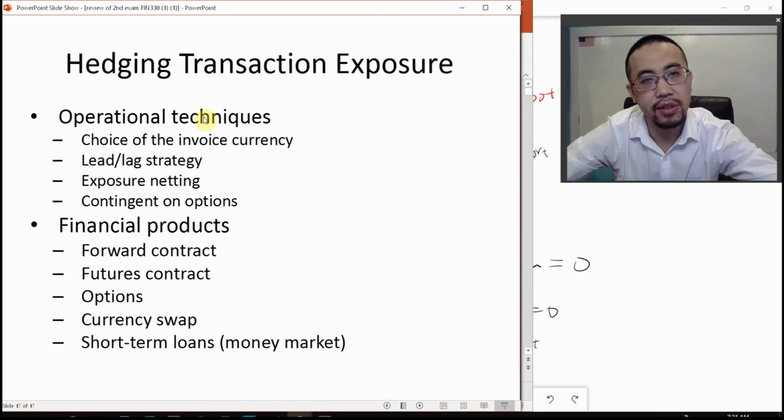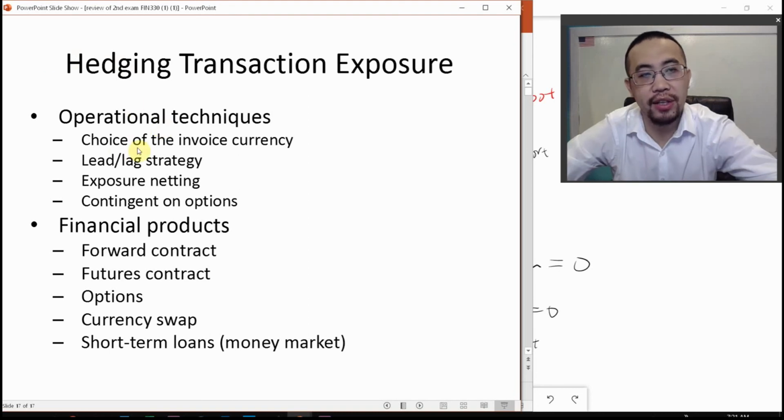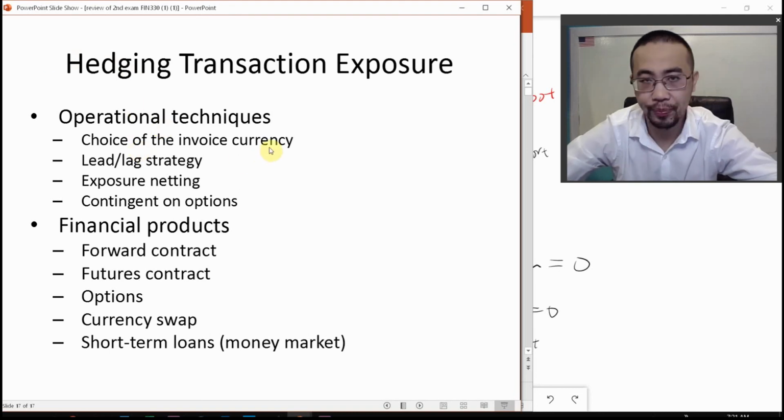Okay, so here are some techniques related with operational techniques, and you don't have to get into the financial market. You just do some arrangement on your operating side. One is to select the choice of invoice currency. So we are under the framework of controlling the exchange rate risk.